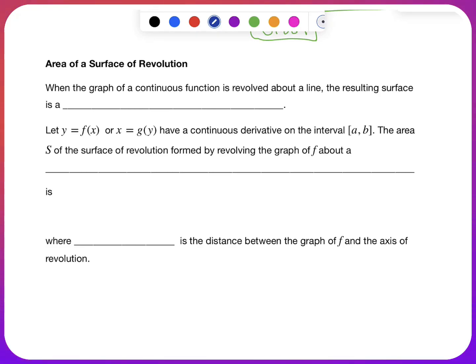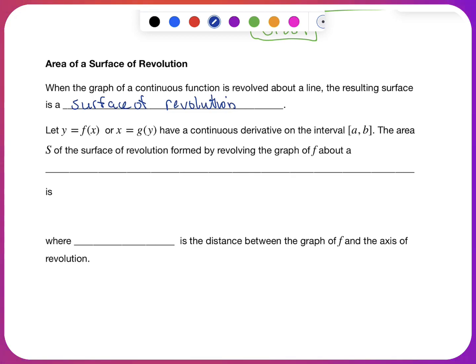In today's video, we're going to learn how to find the area of a surface of revolution. So the first thing we need to know is what a surface of revolution is. That's when you take a continuous function and revolve it about a line. The resulting surface is what we call the surface of revolution. So we're going to find the area of that surface.